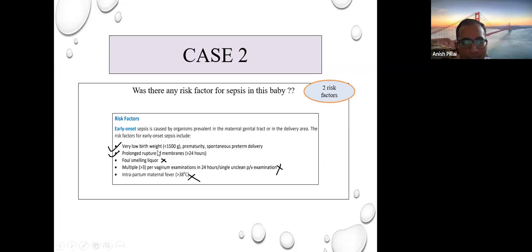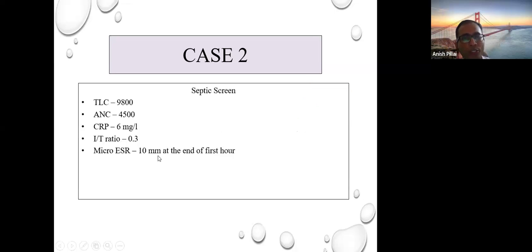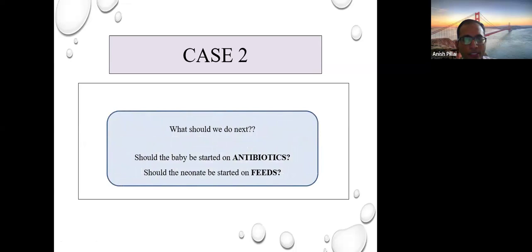So they have written the same thing, two risk factors, VLBW, prolonged rupture of membranes. So they did send a sepsis screen. So it looks like TLC is good, more than 5,000. ANC neutrophil is good. CRP is less than 10. IT ratio is 0.3. Micro ESR is 10. So it is overall a negative sepsis screen. So what do you want now? Does this baby need antibiotics, and can we start feeds? That is the second question.